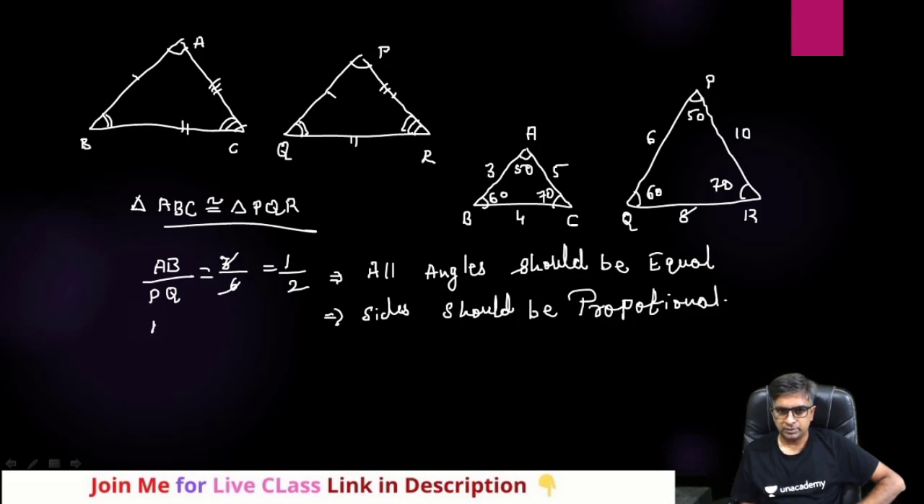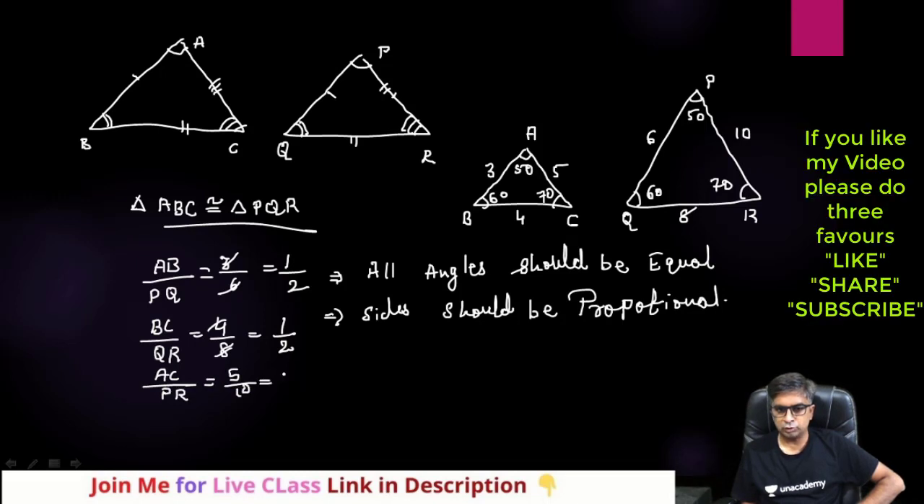Here also BC by QR, that is 4 by 8, so 1/2. And the third side, AC by PR, that is 5 by 10. So for the sides everywhere we are getting the same ratio 1:2. This is double of this, this is also double of this. So when can you say two figures are similar? If all the angles are equal and all the sides are proportional, at that time you can say the two figures are similar.